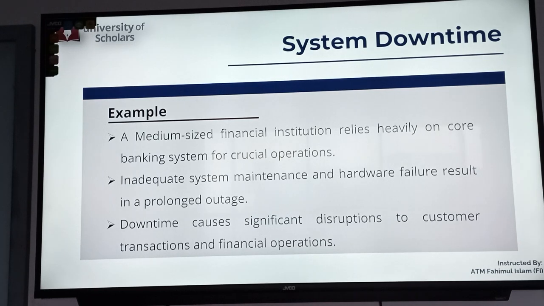So here's the definition of system downtime, which is a technological risk that refers to the unavailability of critical systems, applications, or services, resulting in disruptions to normal business operation.